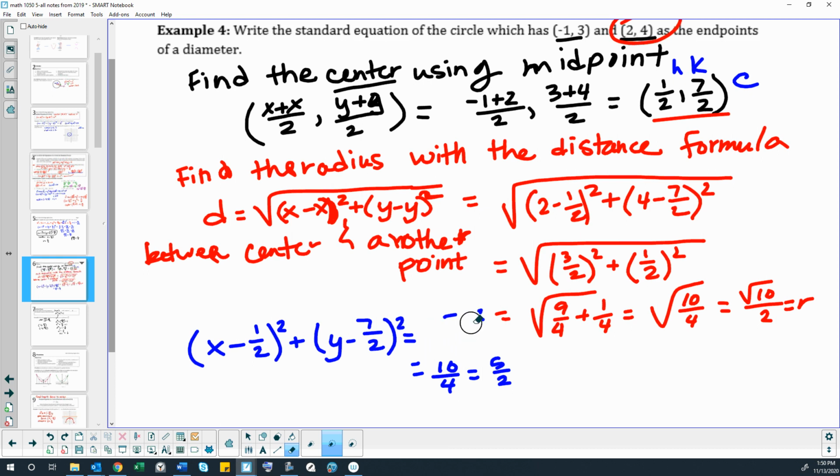Kind of want to just take this part out and put that 5 halves in there. Now that I've explained it, it just looks a little clunky. Ta-da! There's the equation for this circle with endpoints of a diameter at -1, 3 and 2, 4. You could always sketch a graph to kind of verify that that looks right.